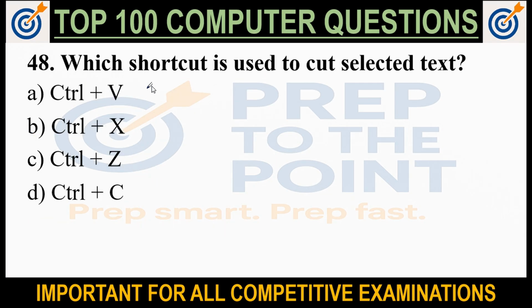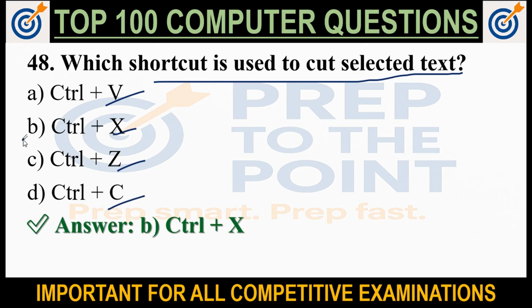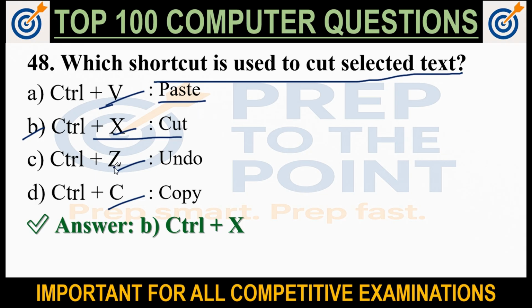Which shortcut is used to cut selected text? Ctrl V, Ctrl X, Ctrl Z, or Ctrl C? The right answer is option B, Ctrl X. Ctrl X is used for cut, Ctrl V for paste, Ctrl Z for undo, and Ctrl C for copy.